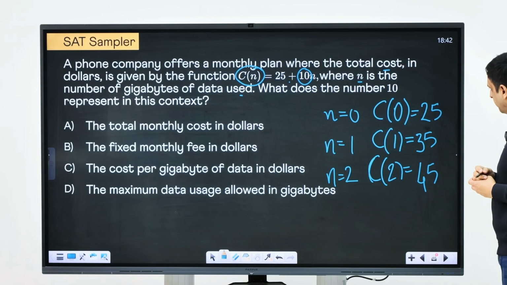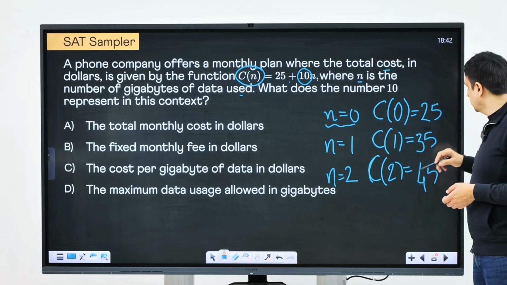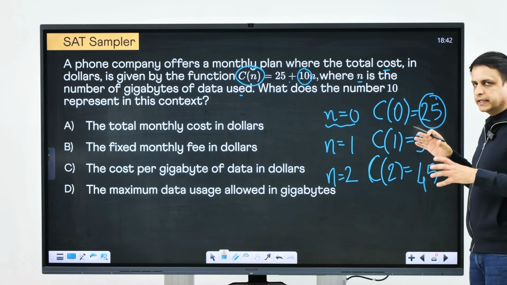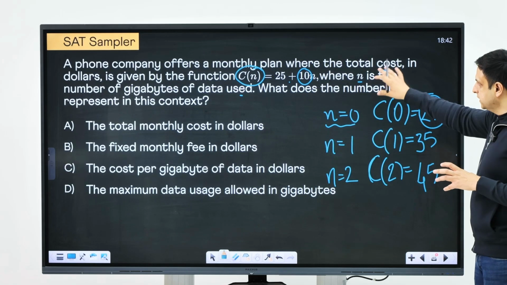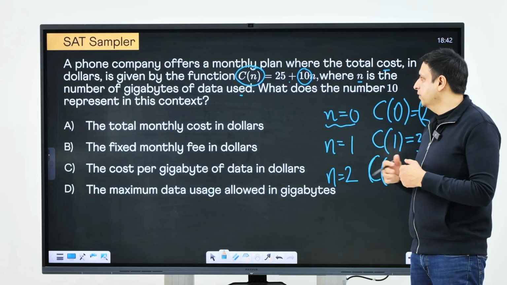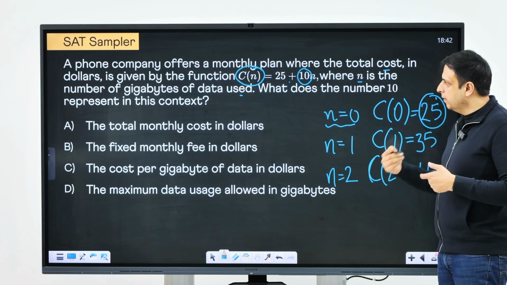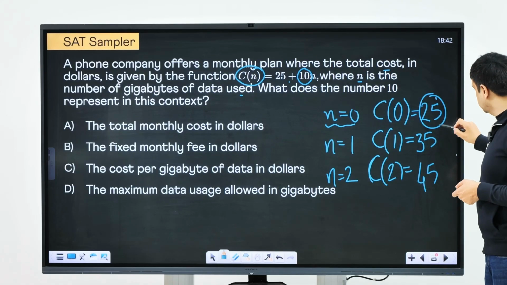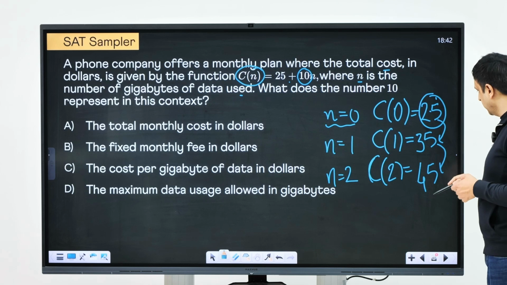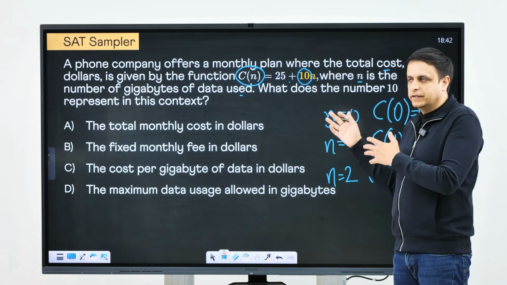So what do you think is happening here? Even if no data was used, we would still get a cost of 25, which means 25 seems to be the fixed cost associated with this monthly plan that would appear regardless of the number of gigabytes of data used. And then for every additional gigabyte of data used, the cost is increasing by $10. So we're going from 25 to 35, 35 to 45, and so on. So in this case, 10 is really the rate of change of this function.